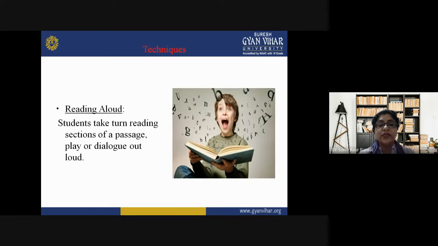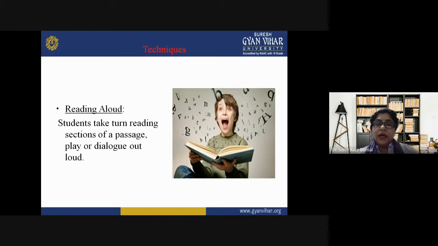Students take turns reading sections of a passage, play or dialogue out loud. So you must remember your own school days when your teacher used to tell you to read some prose chapters or recite poetry. So this was purposely done, students. Now, being a prospective teacher, you can understand why your teacher used to do that.